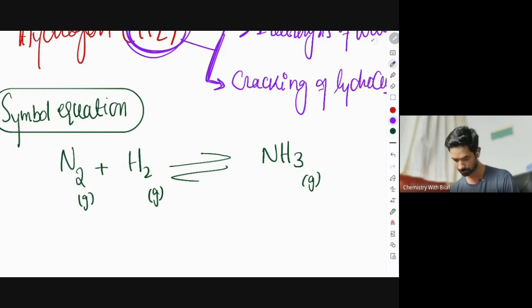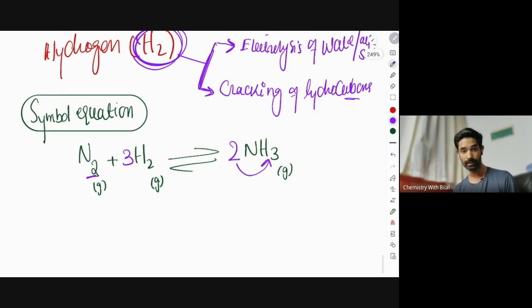Let's balance this. यहाँ पे 3 लिखेंगे. क्यों 3 लिखेंगे पहले इसकी बात करते हैं. We have 2 nitrogens, तो यहाँ पे 2 लिखेंगे. Nitrogens are balanced. We have 6 hydrogens, तो यहाँ पे 3 लिखेंगे. We have 6 hydrogens. Makes sense, everyone? So under what conditions? So the ratio is, if you look at this equation, one molecule.